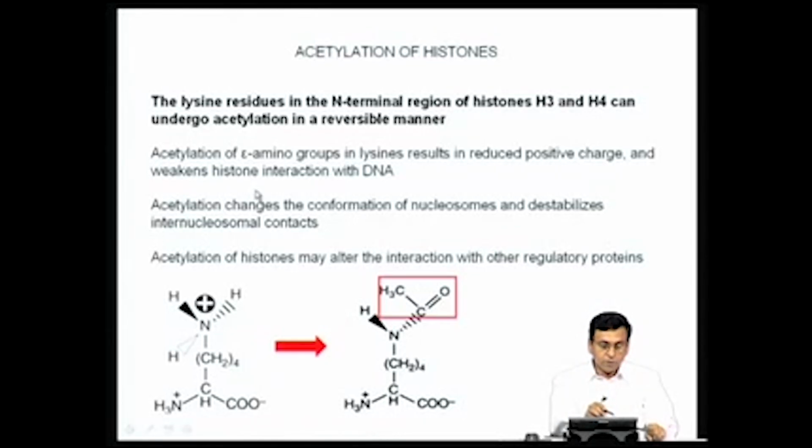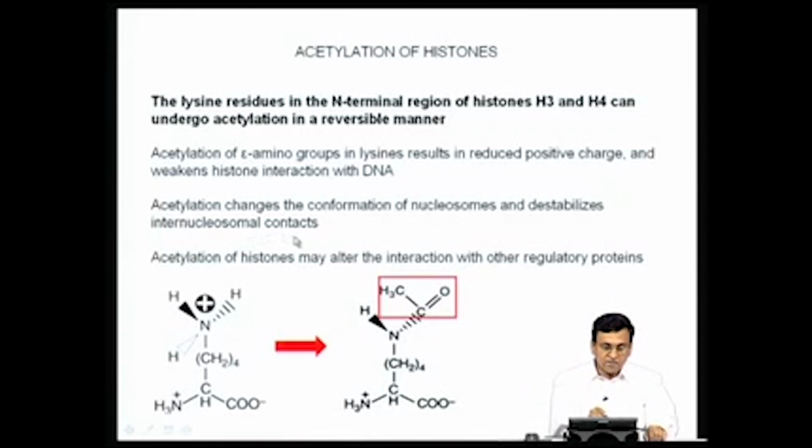So, acetylation of epsilon amino groups in the lysines results in reduced positive charge and therefore weakens the histone interaction with DNA. As I told you, one of the key mechanisms by which histones interact with DNA is that histones are positively charged and DNA is negatively charged. By acetylating these N-terminal tails of histones, you are bringing in additional negative charge, therefore decreasing the overall positive charge, and therefore the interaction between histones and DNA weakens, and therefore it may result in loosening of the histones in the chromatin region.